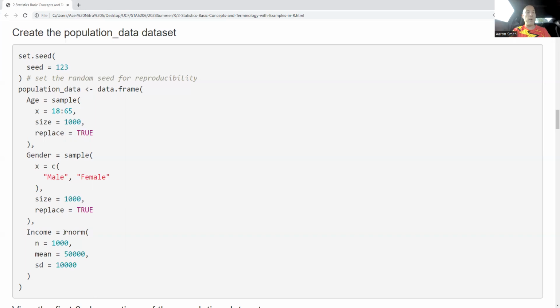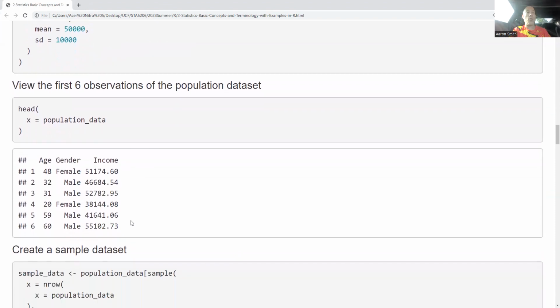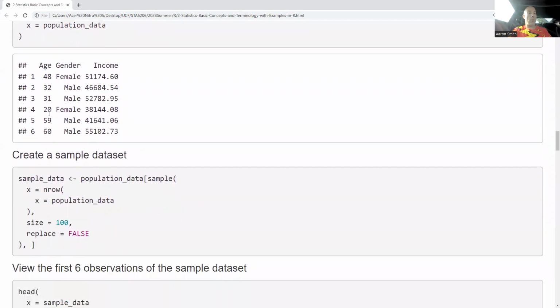And then I'm going to randomly generate some income using the normal distribution. We're going to say that the average income is $50,000 and with a standard deviation of 10,000. All right, so this is the first 6 rows of my 1,000 rows of data. And so we can see this. Now this will go down for 1,000 rows.